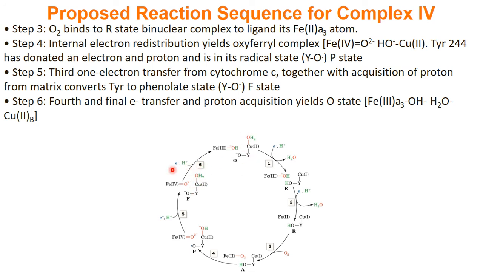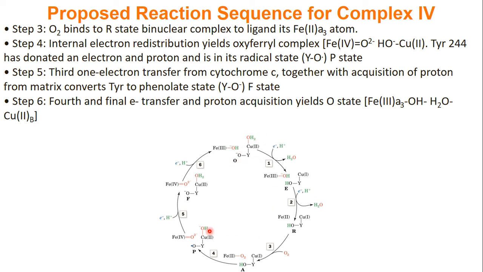Our last step, our final step, another electron is going to be coming in. And another proton from the matrix is going to come in. And that's going to give us our iron 3 OH state. And that electron is going to come to our tyrosine. So we're back to the O state. We're no longer in the radical.